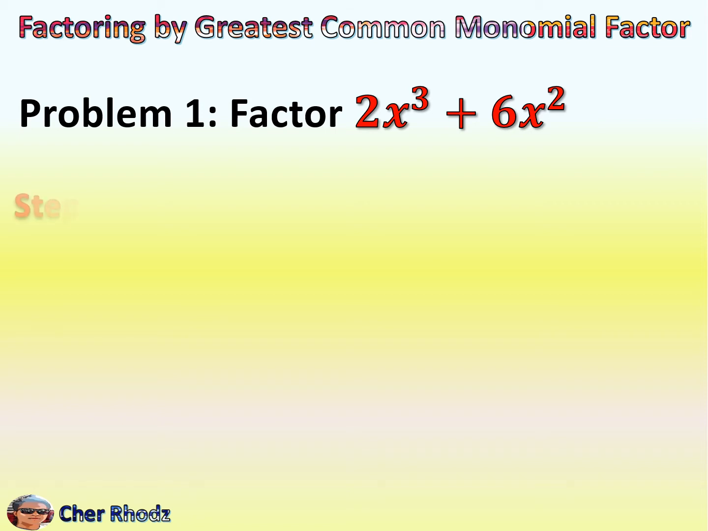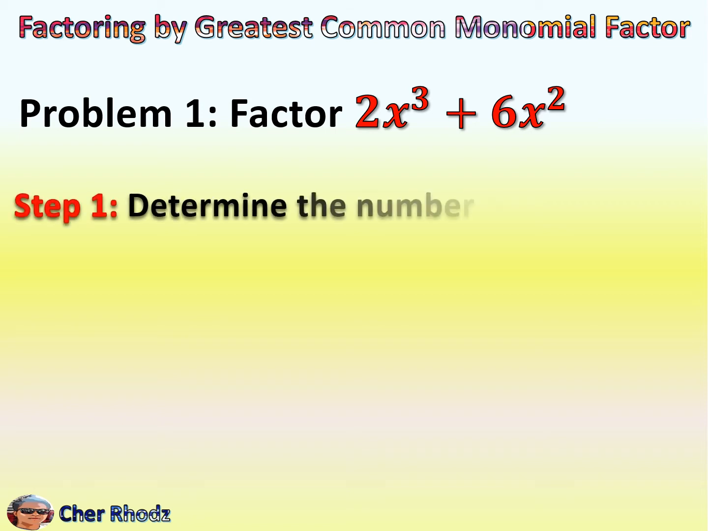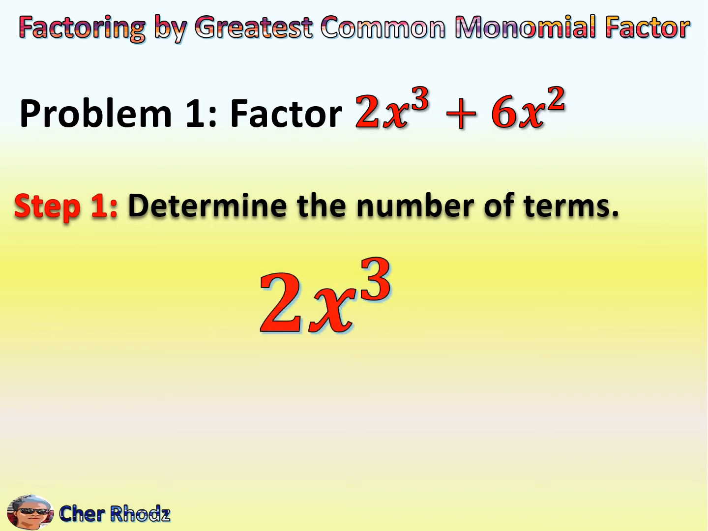Problem number 1. Factor 2x cubed plus 6x squared. Let's first determine the number of terms. So how many terms do we have here? Okay, that's correct. We have 2 terms. They are 2x cubed and 6x squared.